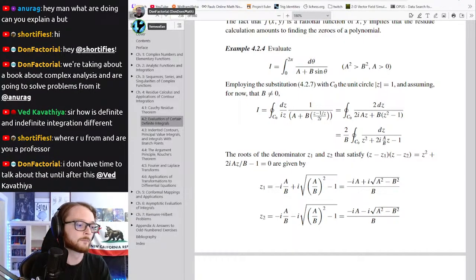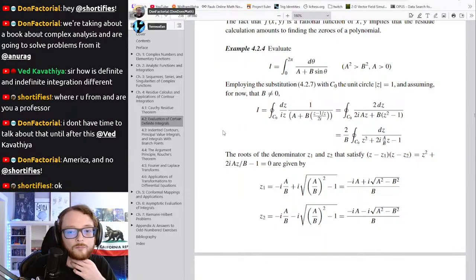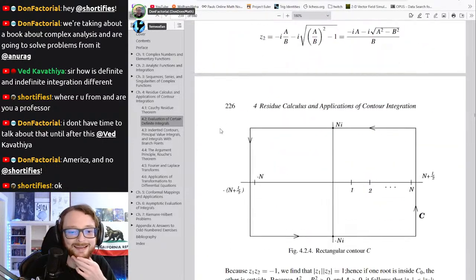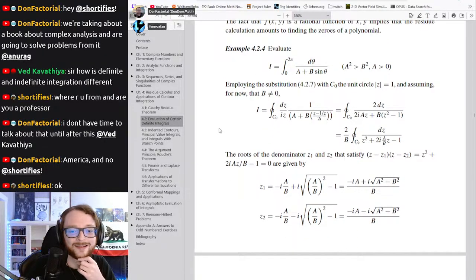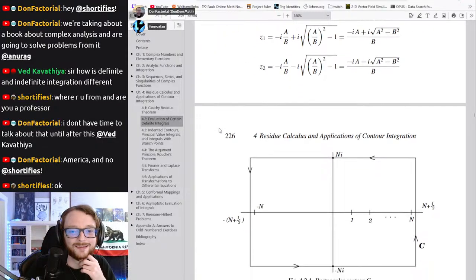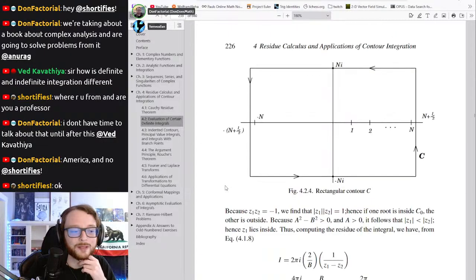Yeah, this was the last example I got up to in the reading, 4.2.4. And then I scrolled ahead and was like, oh my God, how long is this section? I don't think there was much more after this. Yeah, I don't know what to say about that one.